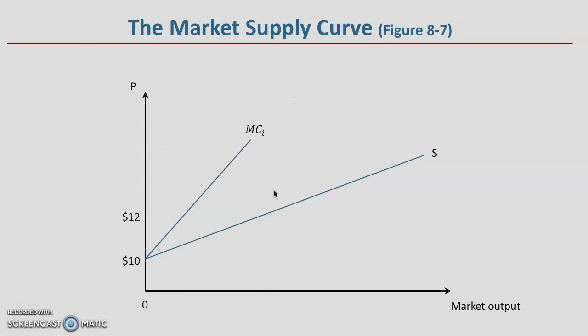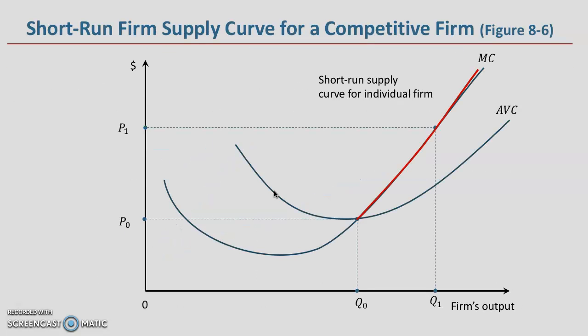Okay, so we're going to talk about the short-run firm supply curve for a competitive firm. If a firm produces where price equals marginal cost or where marginal revenue equals marginal cost, imagine that there's a horizontal line here, right? The firm's going to produce this quantity at this price, this quantity at this price, this quantity. And then it's going to shut down whenever the price goes below average variable cost. So this is how we get the short-run supply curve for an individual firm.